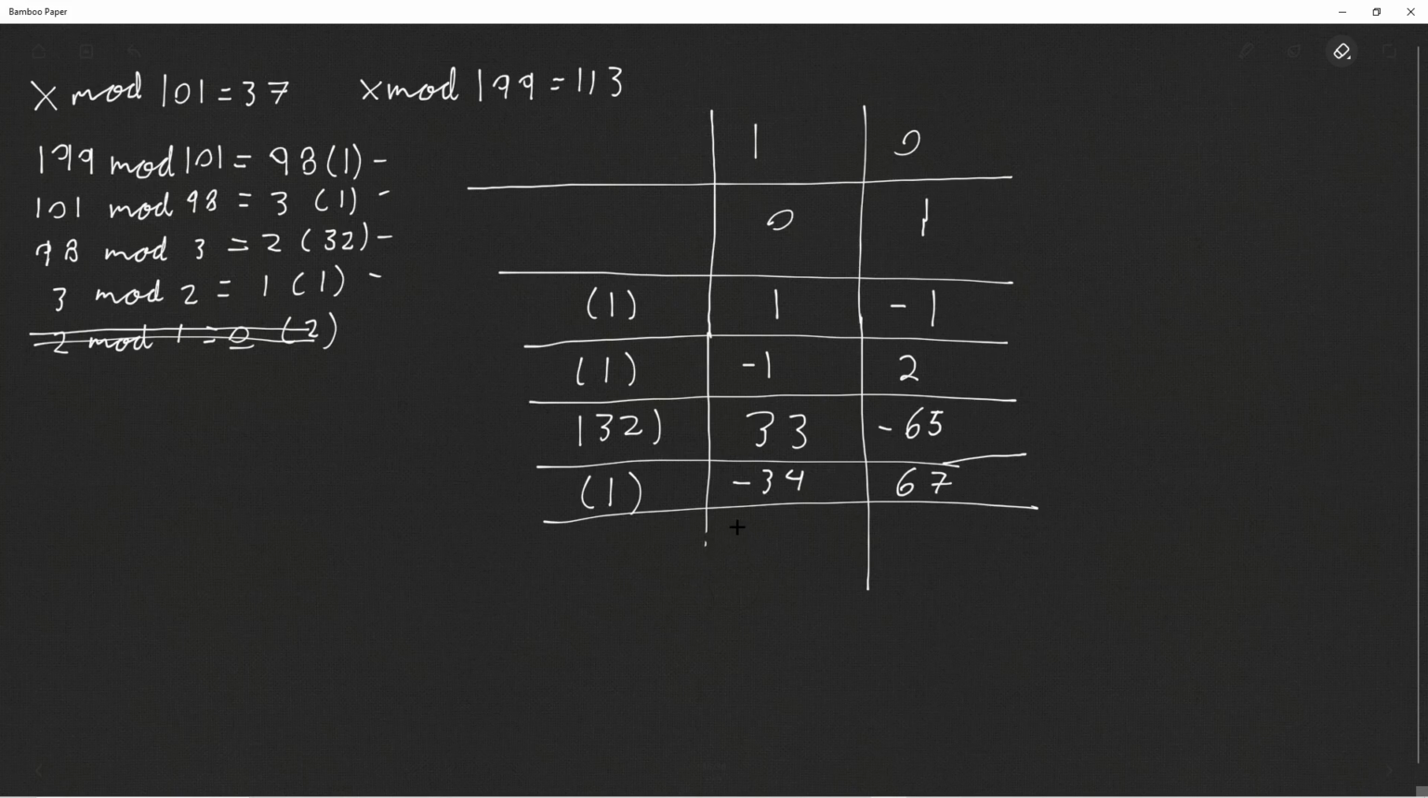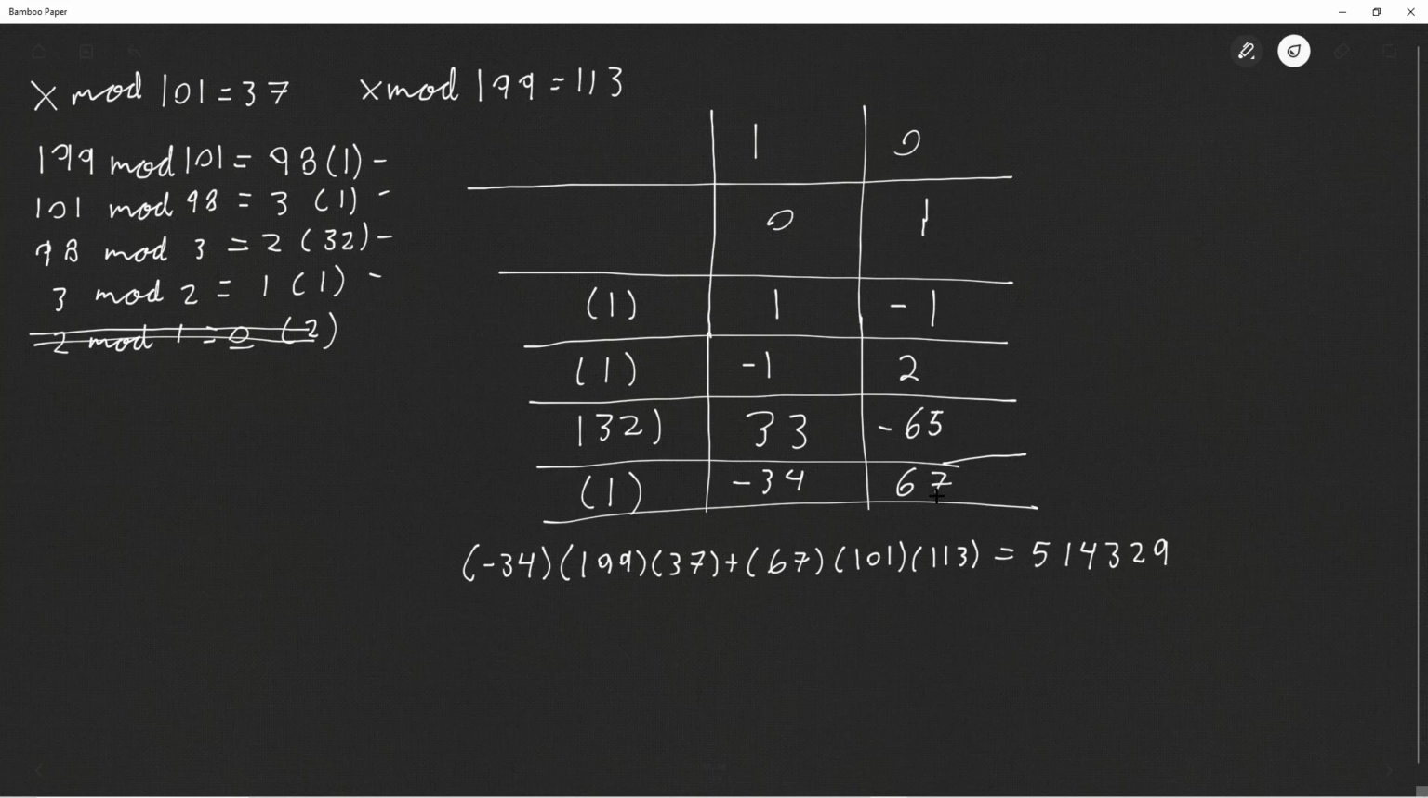So now making a little bit more space for our last step, we will do negative 34, which is our left column, multiplied by our larger prime, which is 199, multiplied by our opposite answer, which is 37, plus 67, our right column, multiplied by our smaller prime, which is 101, multiplied by our opposite answer, which is 113, which will give us our answer of 514,329, which if you test in both of these, x, 514,329 modulo 101 will equal 37, and same thing for modulo 199, it will equal 113.